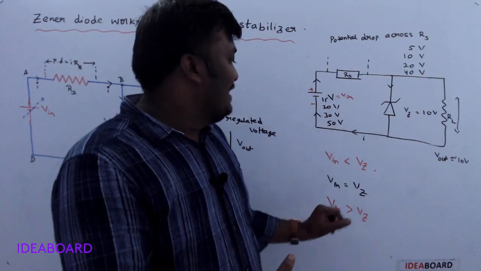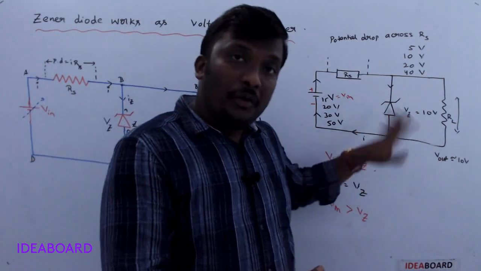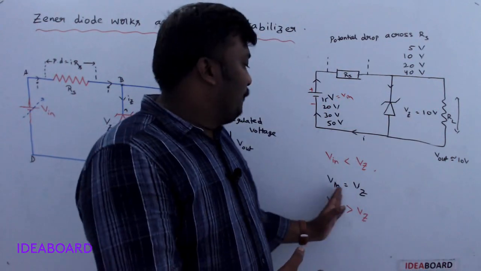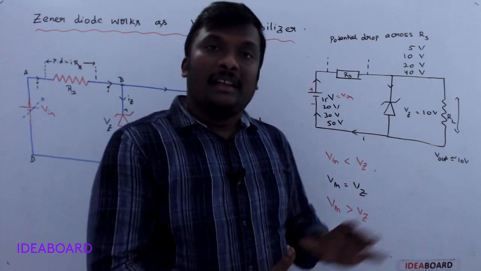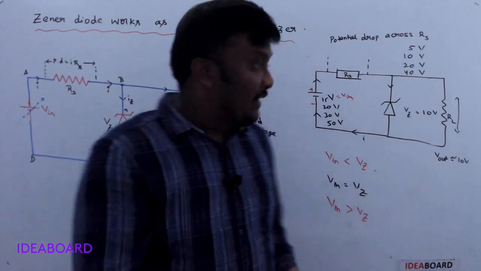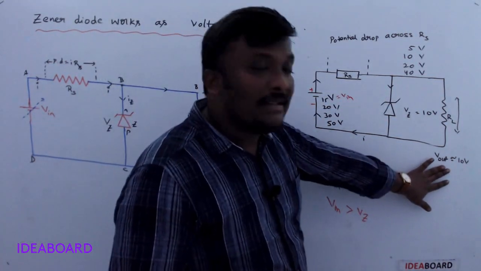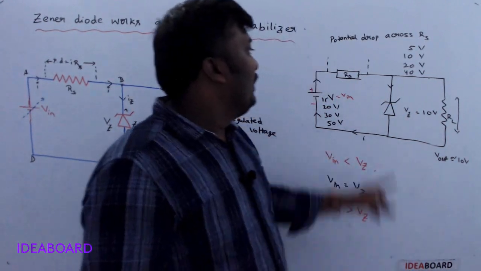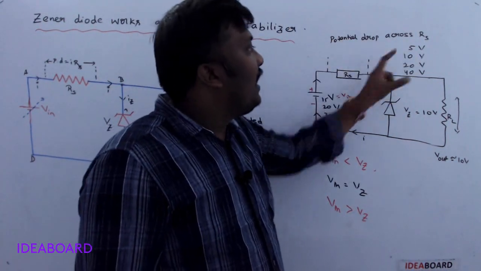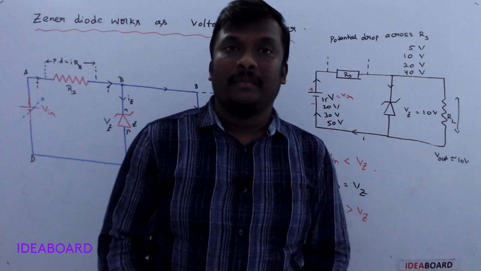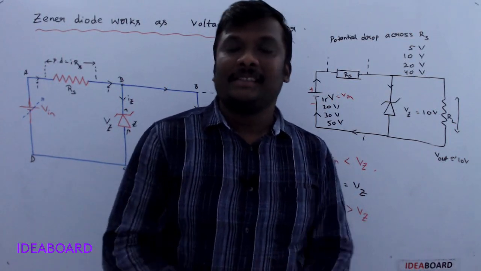So if V input is lesser than Vz, no current passes through it. If V input is equal to Vz, current passes through the diode. Even if V input increases, the output voltage remains constant at nearly 10 volt, but the potential drop across the RS will increase. Clear? This is the Zener diode.